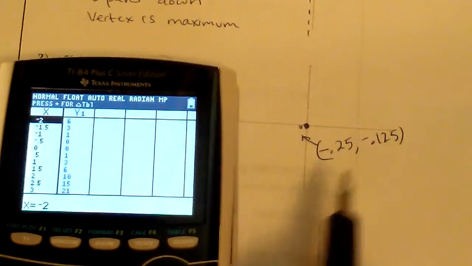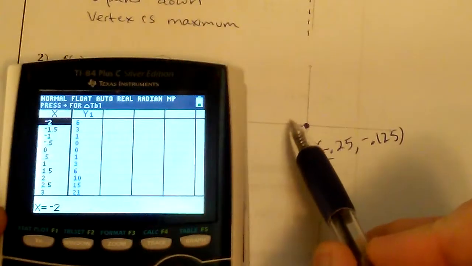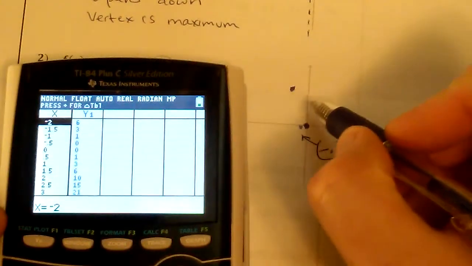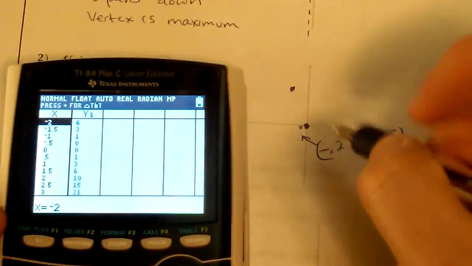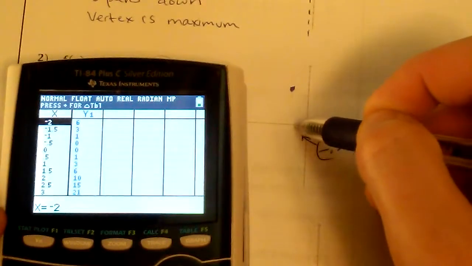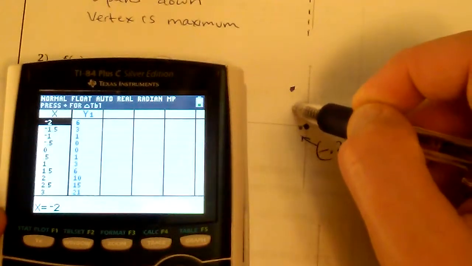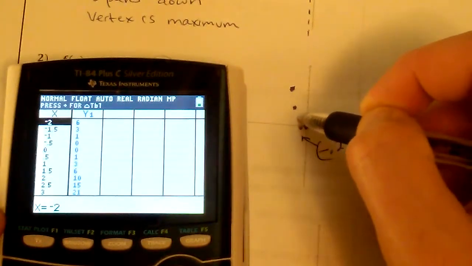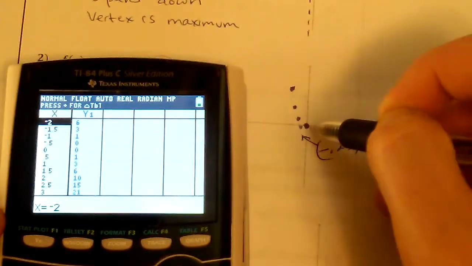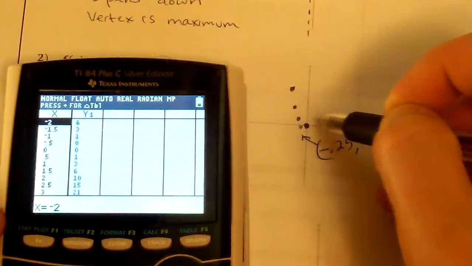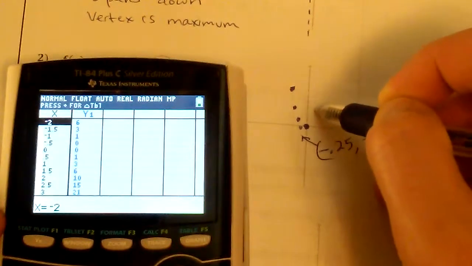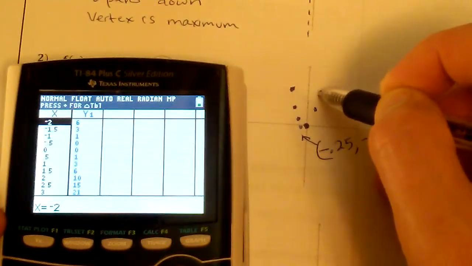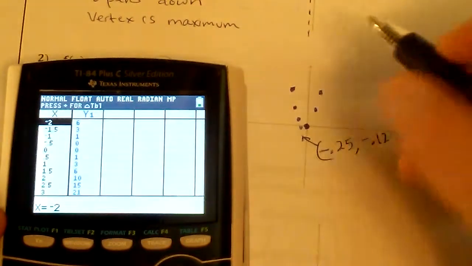So I'm going to plot these points. Negative 2, 6, up here. And it looks like there's a negative 1.5, 3 here. And negative 1, 1. And this one, let's see, 1, 3. And 1.5, 6. There. That's much better than just a rough sketch.